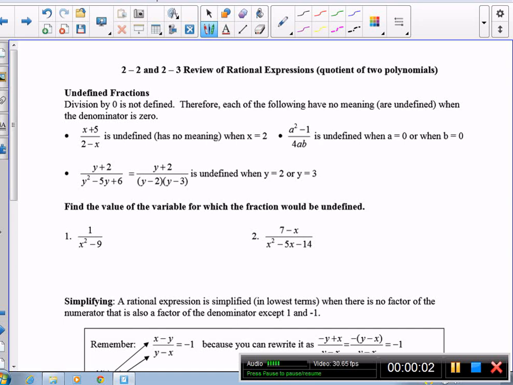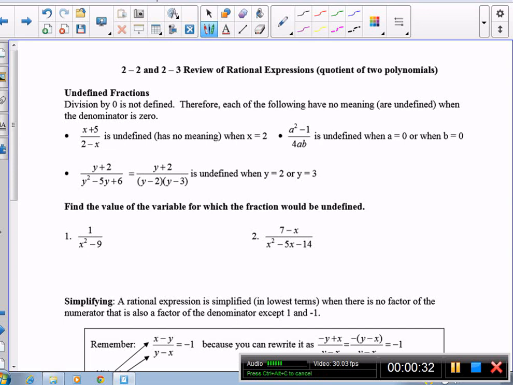In this lesson we are going to look at a couple of things: undefined fractions, simplifying fractions, and multiplying and dividing. They're also considered rational expressions. Undefined fractions is where we will begin, and you will see that we look at what makes a fraction undefined. It's important for later topics in the year.